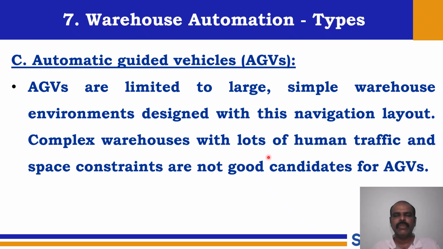Complex warehouses with lots of human traffic and space constraints are not good candidates for AGVs. If you have one particular area which is very congested by frequent human movement, AGVs are not capable of sensing the hindrances. They just follow the path you have given. That is the drawback with this particular material handling system.